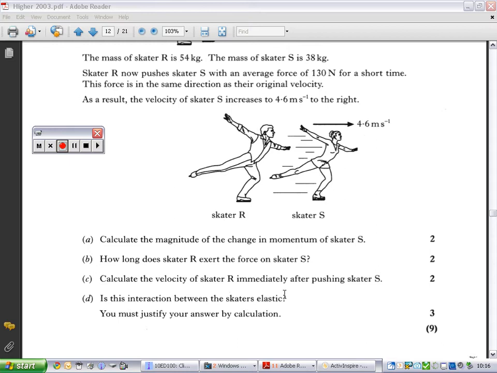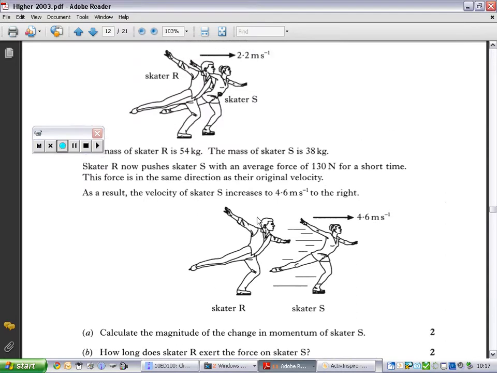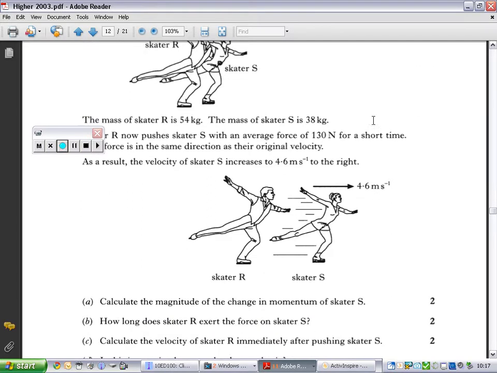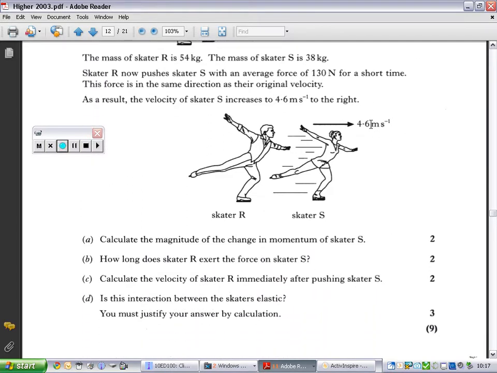Right, so this is 2003 question 22. Two skaters are joined together. If you look at the diagram at the top, they start off together, travelling, so their mass is joined, and they have a velocity each of 2.2 metres per second. And just so we can scroll that down, that's that there.